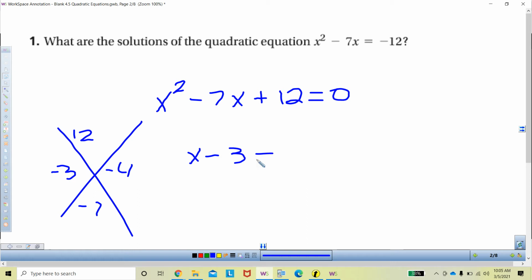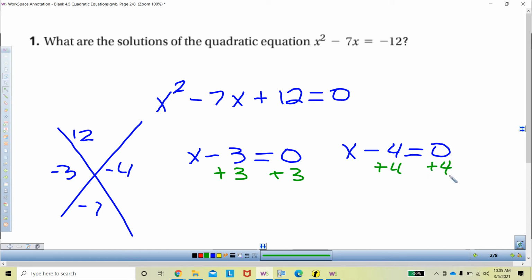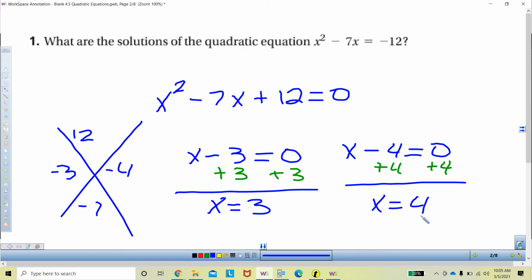So this is that step I skip, where I don't just show the parentheses equal 0, because I'm going to do this anyways, and then add 3 to both sides, add 4 to both sides on this equation, and we get x equals 3, and we get x equals 4.